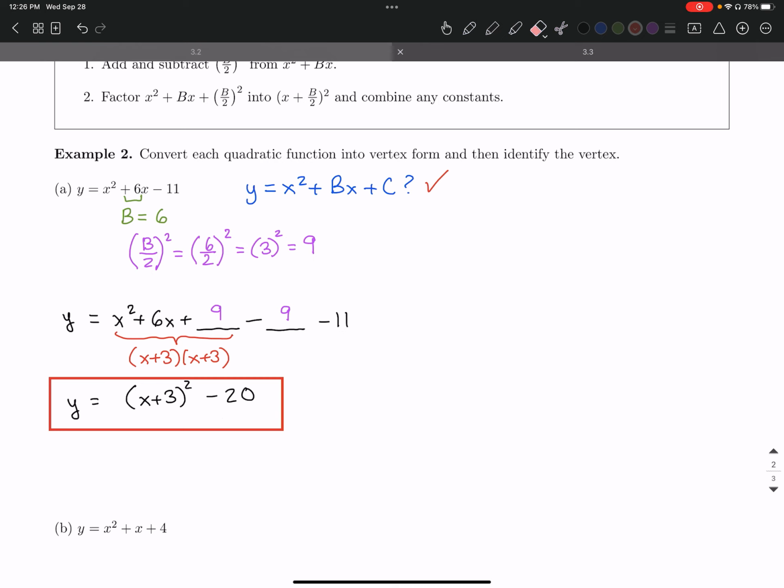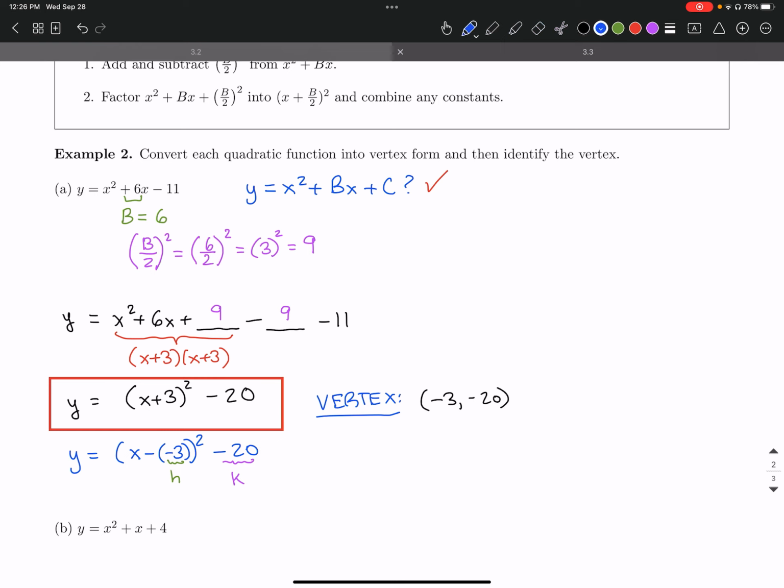Now that we're in vertex form, we would like to identify our vertex. And I'm going to remind you again that when you are in vertex form, the minus sign is built into the formula. So I can think of this as x minus negative 3, quantity squared, and then minus the 20 on the end, which is going to force the negative 3 to be our h, and the negative 20 on the end to be our k, and hence the vertex that goes with this vertex form will be (h, k), or negative 3 comma negative 20.